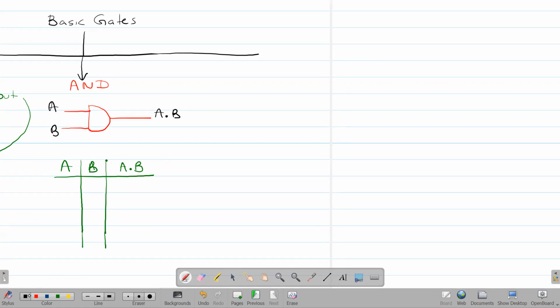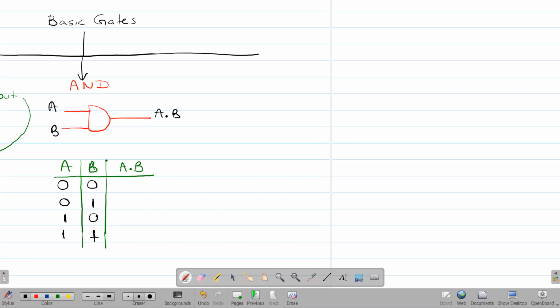Right. Okay. I think we were here. Now, when it comes to the two inputs of the AND gate, things are going to happen like this. When A is receiving a 0, B can also receive a 0. When A is receiving a 0, B can receive a 1. When A is receiving a 1, B can receive a 0. Or in the other case, both A and B can receive a 1.